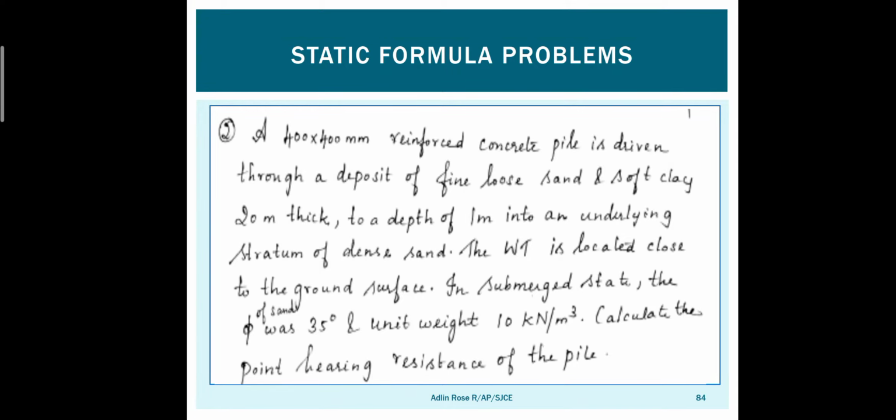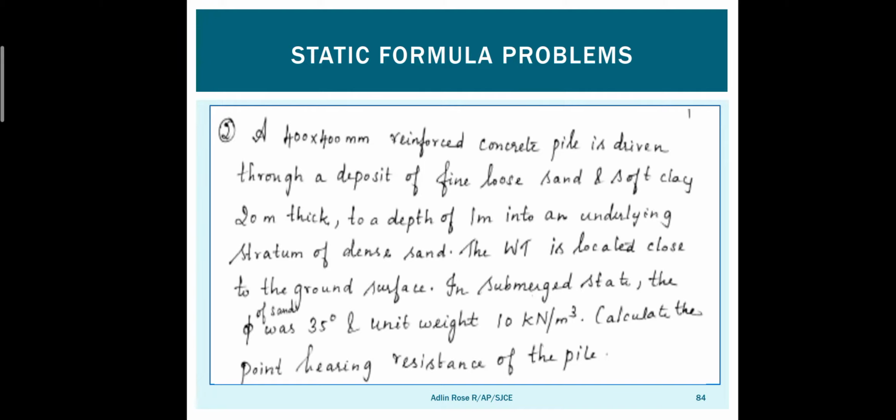If it is going to be sandy soil, okay, I'll read the question. A 400 by 400 mm reinforced concrete pile is driven through a deposit of fine loose sand and soft clay 20-meter thick to a depth of 1 meter into an underlying stratum of dense sand. The water table is located close to the ground surface. In submerged state, the angle of friction was 35 degree and unit weight was 10 kilonewton per meter cube. Calculate the point bearing resistance of the pile.